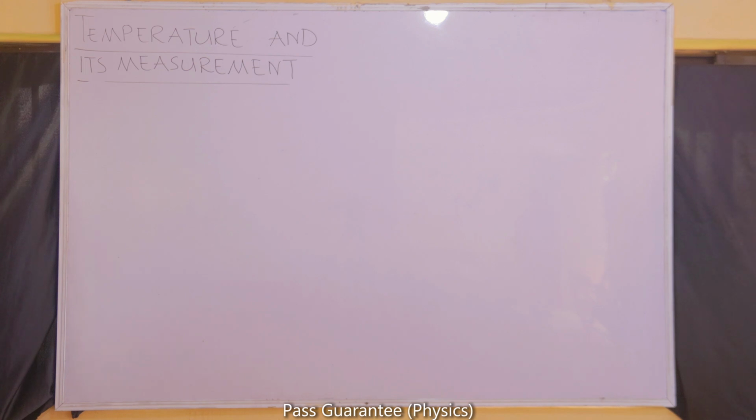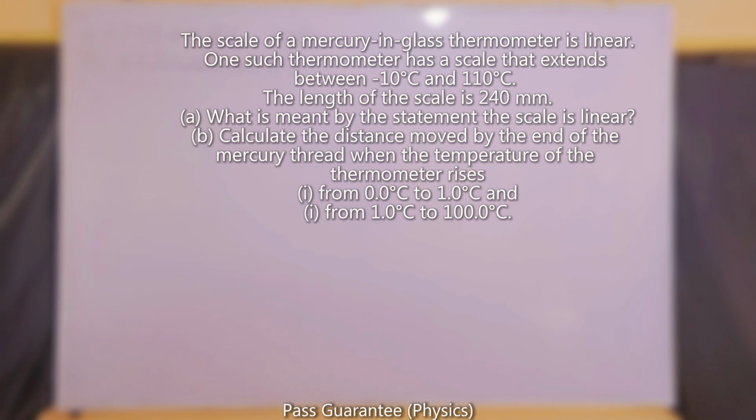Here we are told that the scale of a mercury in glass thermometer is linear. One such thermometer has a scale that extends between minus 10 degrees Celsius and 110 degrees Celsius. The length of the scale is 240 millimeters.